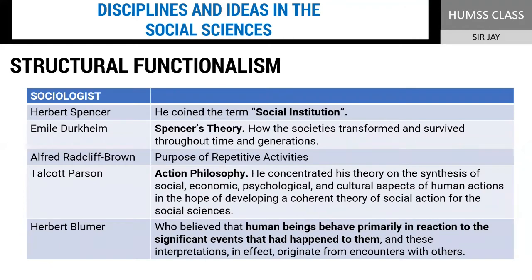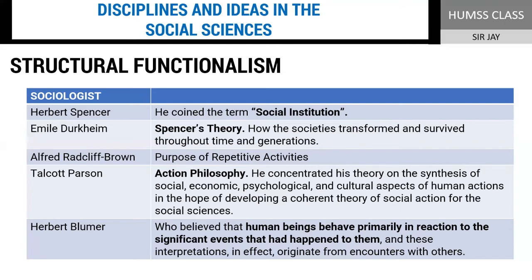Very good. Now we will proceed to different sociologists and their theories. First is Herbert Spencer. Herbert Spencer coined the term social institution that focuses on meeting social needs such as government, education, family, healthcare, religion, and the economy. Next is Emile Durkheim. Emile Durkheim utilized Spencer's theory in clarifying how the societies transform and survive throughout time and generations.